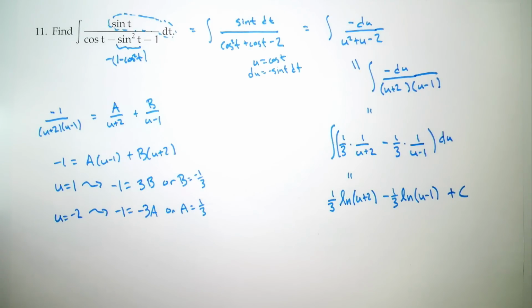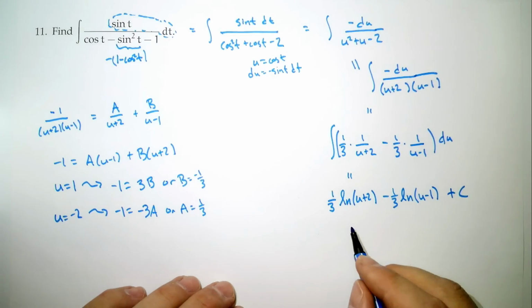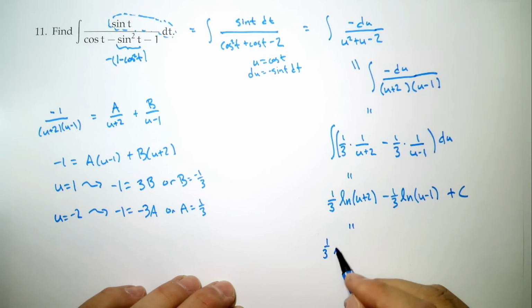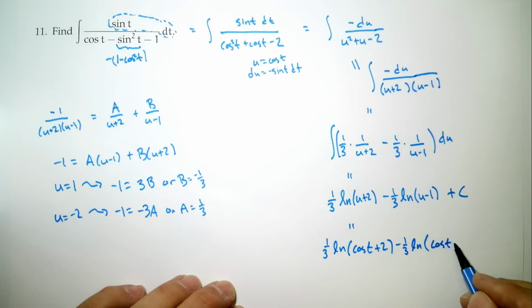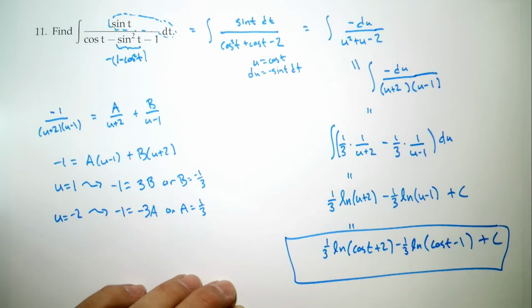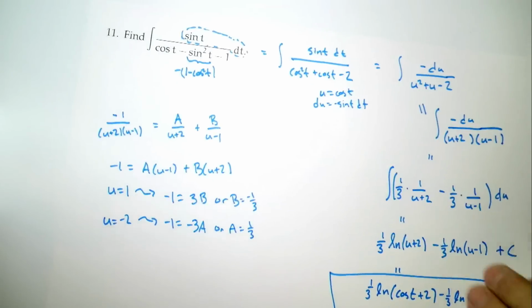Are we done? No. What's wrong? Yeah, we've got to get back to cosine. So 1/3 natural log of cosine of t plus 2, minus 1/3 natural log of cosine of t minus 1. And of course, we put the plus c because we want full credit. And we're done. Good. All right.